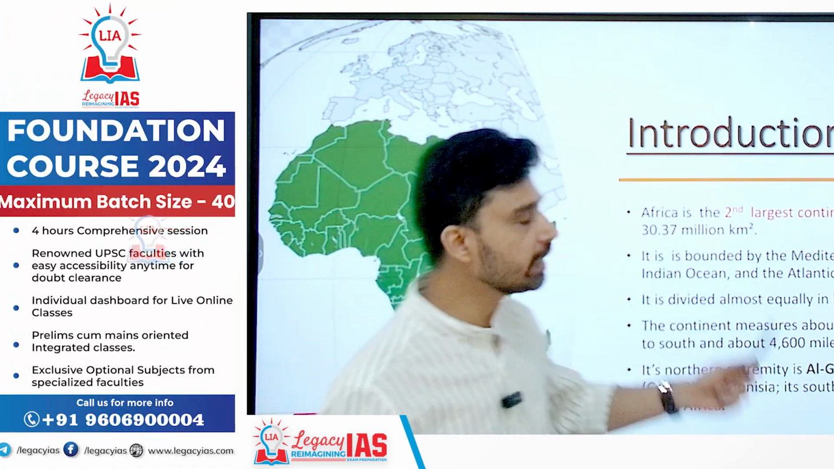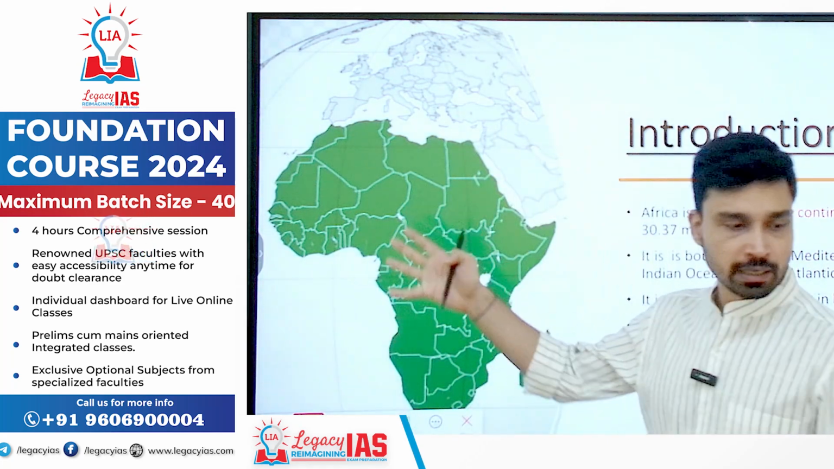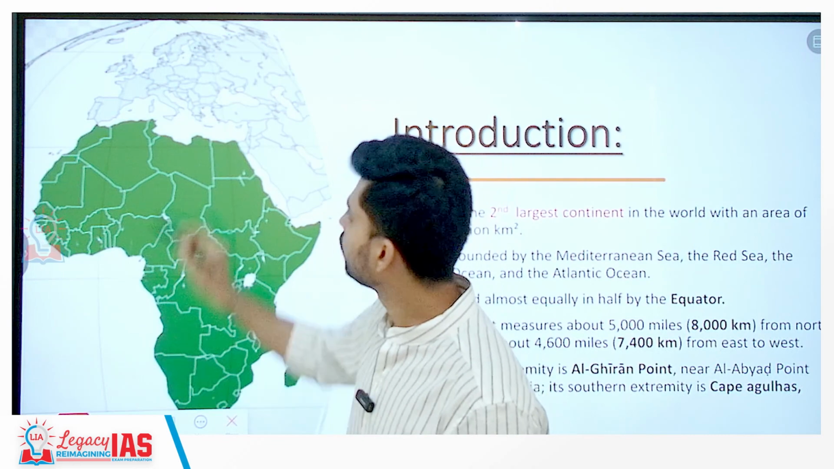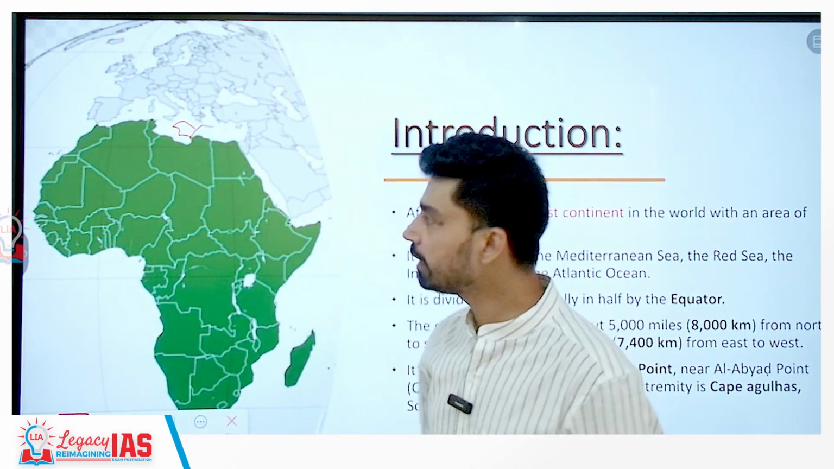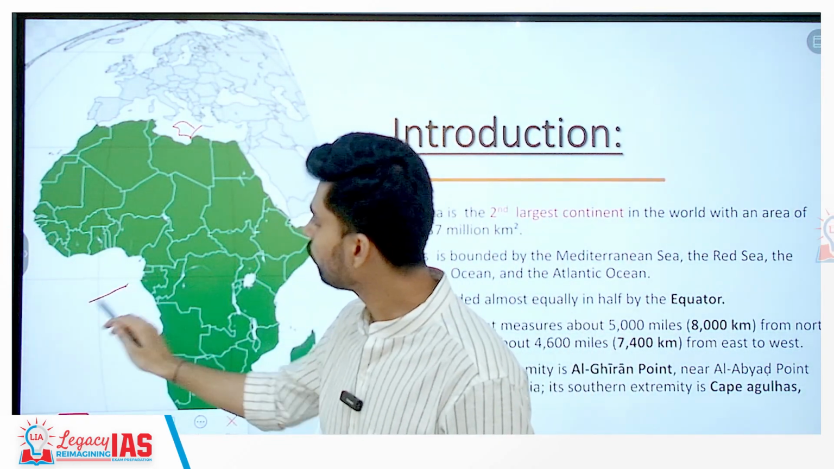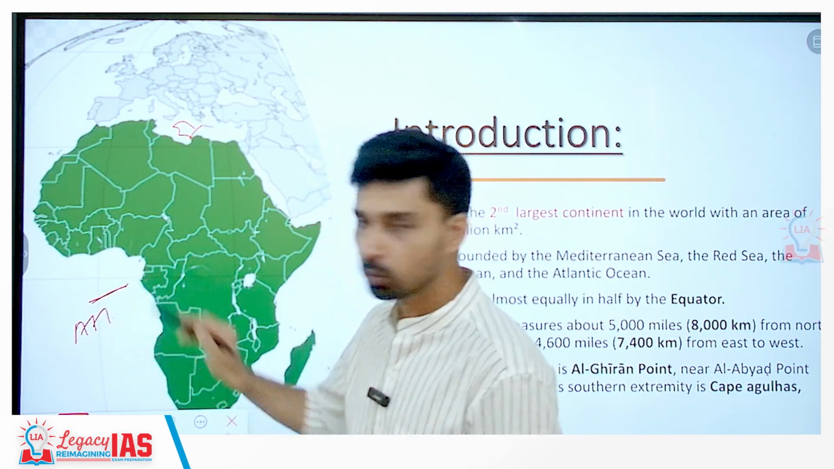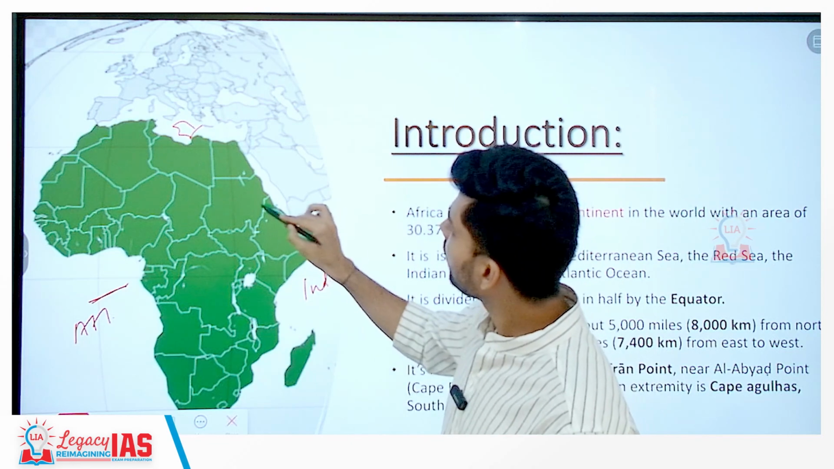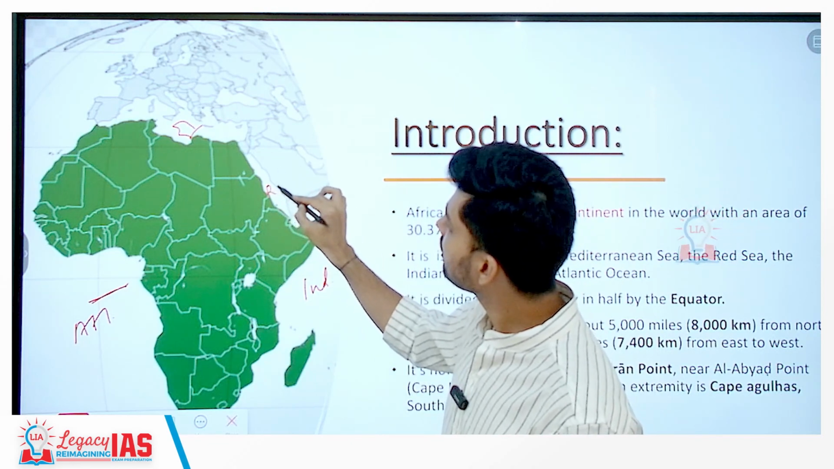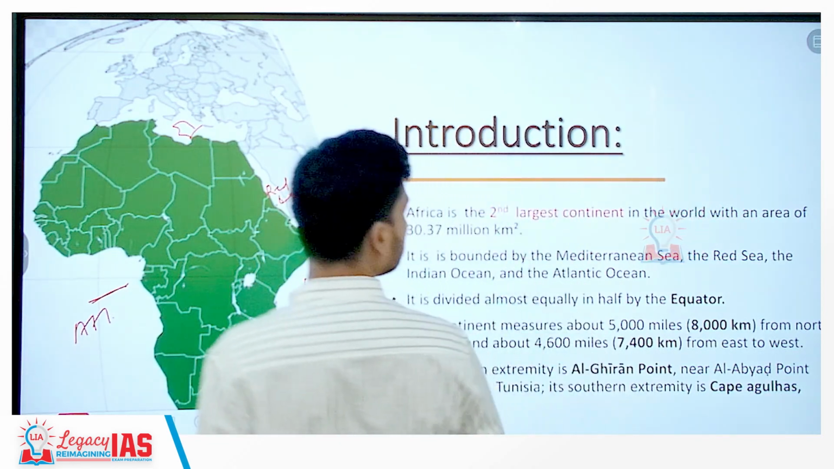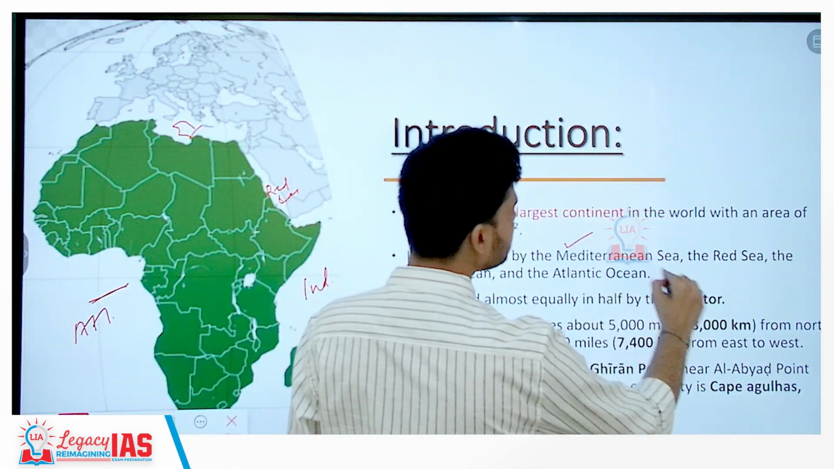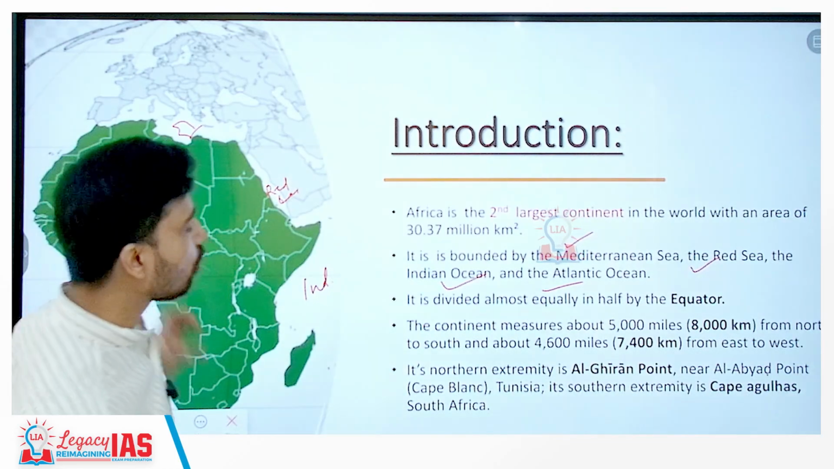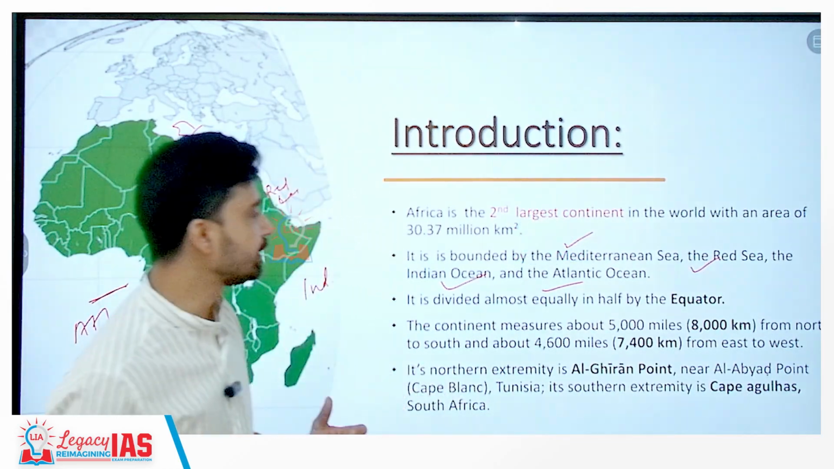Second, if you look at the water bodies around Africa, this is the map of Africa. In the northern side, this is your Mediterranean Sea. Then on the western side of Africa, you have the Atlantic Ocean. On the eastern side, you have the Indian Ocean. And on the northeastern side, another important water body, the Red Sea. That is why the Mediterranean Sea, Red Sea, Indian Ocean and the Atlantic Ocean are the water bodies surrounding Africa from all sides.